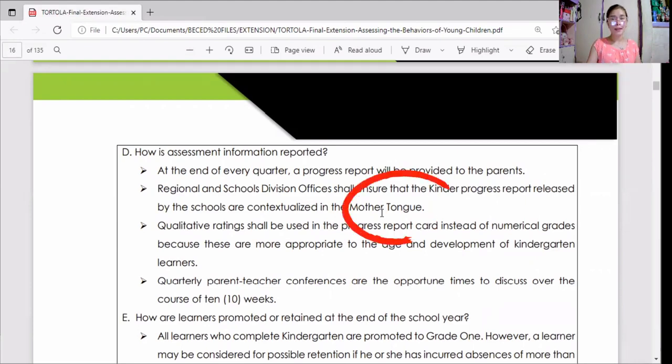So, Bisaya ta din ha. Atong mistoryahan, mausab ang ga-reflect na language in the report card, sa cards atong mga bata. And then, qualitative rating shall be used in the progress report card, not numerical grades. Dili to 97, 98. It's qualitative ratings like developing, beginning. You may also check the report card of the kindergarten pupils.